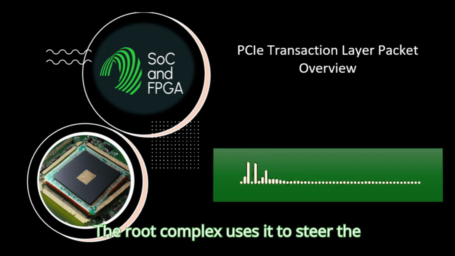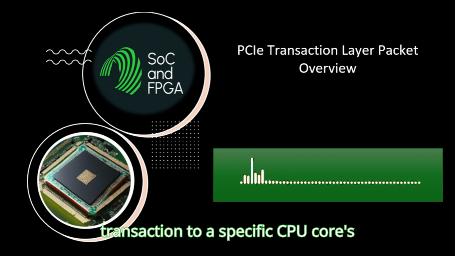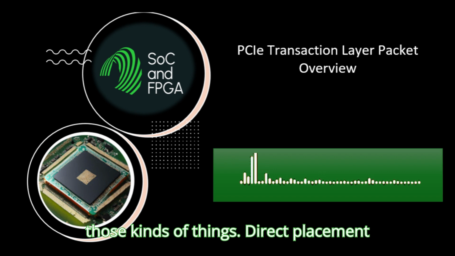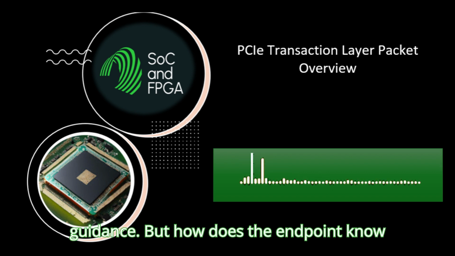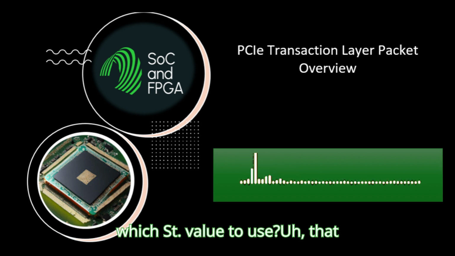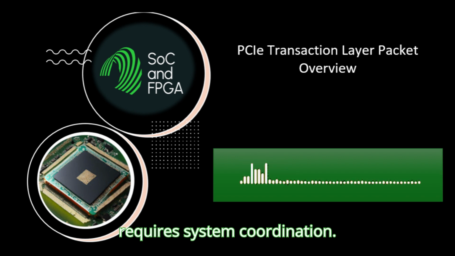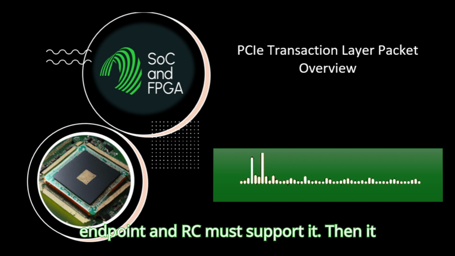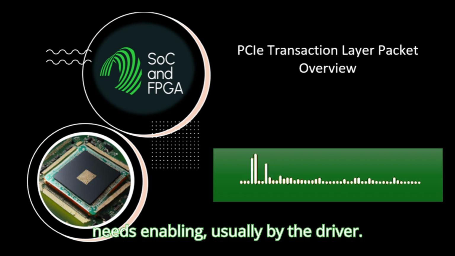The root complex uses it to steer the transaction to a specific CPU core's cache or specific NUMA node. Exactly, those kinds of things. Direct placement guidance. But how does the endpoint know which ST value to use? That requires system coordination. TPH is an optional capability. Both endpoint and RC must support it. Then it needs enabling, usually by the driver.